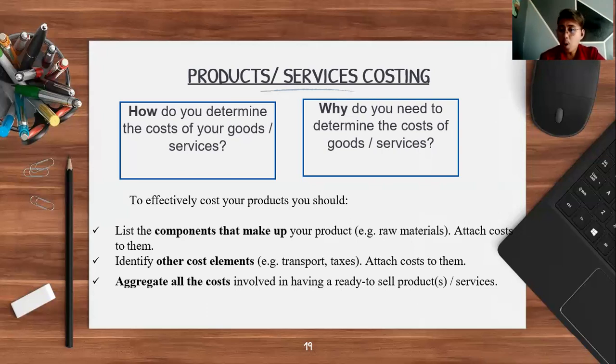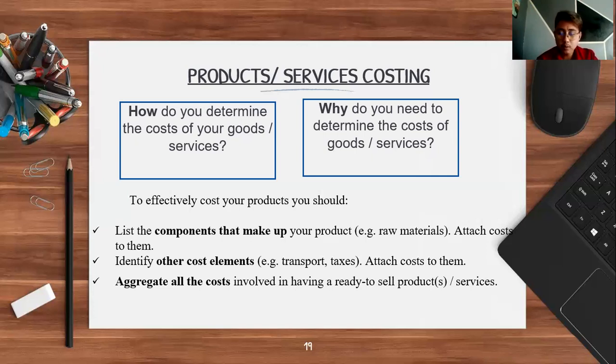So you need to write all the raw materials that you buy from the supplier. Okay? You need to write all the materials that you use in producing the goods and services. So attach the cost to them. So after you make a list, lagyan po kung magkano yung materials na yon. After that, you need to identify the other cost elements such as the transport, the taxes, and etc. So after you identify the other cost elements, you also write the cost of each element. Okay? Then aggregate all the costs involved in having a ready-to-sell product and services.